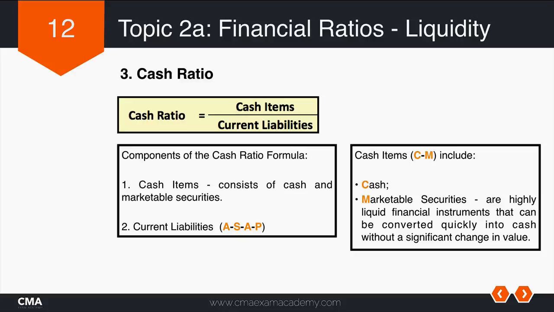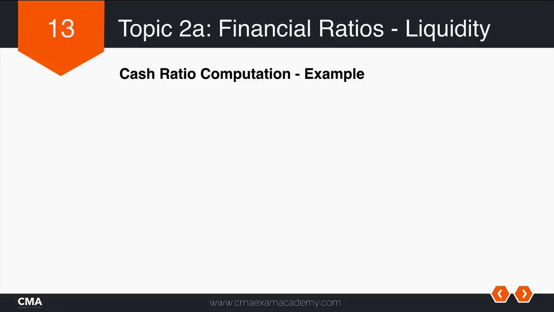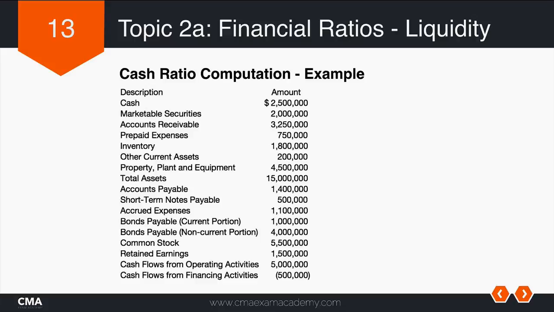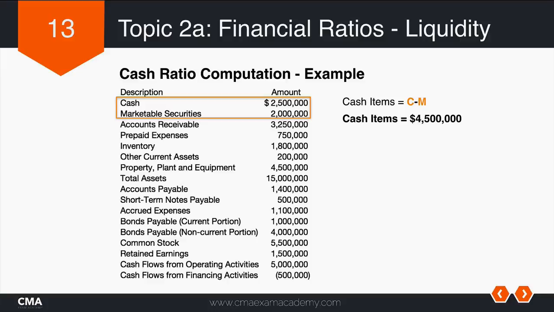To easily memorize, use the acronym CM. For this acronym, CM refers to cash and marketable securities. Let's go over the cash ratio of LiquidX company. The computation is relatively simple. Since we just need to add up cash of $2,500,000 and marketable securities of $2 million to get the total cash items of $4,500,000.